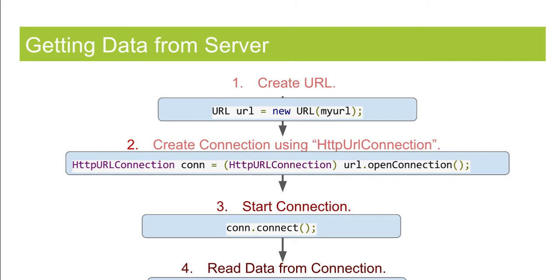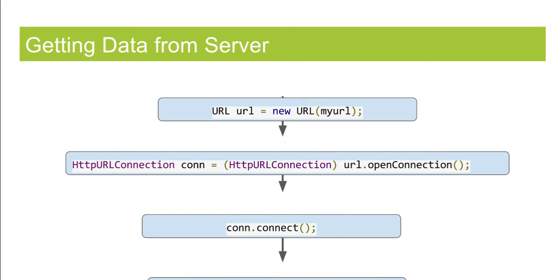So the little code related to all these steps is here. First we'll create URL object. My URL is the actual string URL like www.facebook.com or any other URL. Then we will get reference to the HTTP URL connection object using url.openConnection method. Then we'll say connect on that HTTP URL connection object.